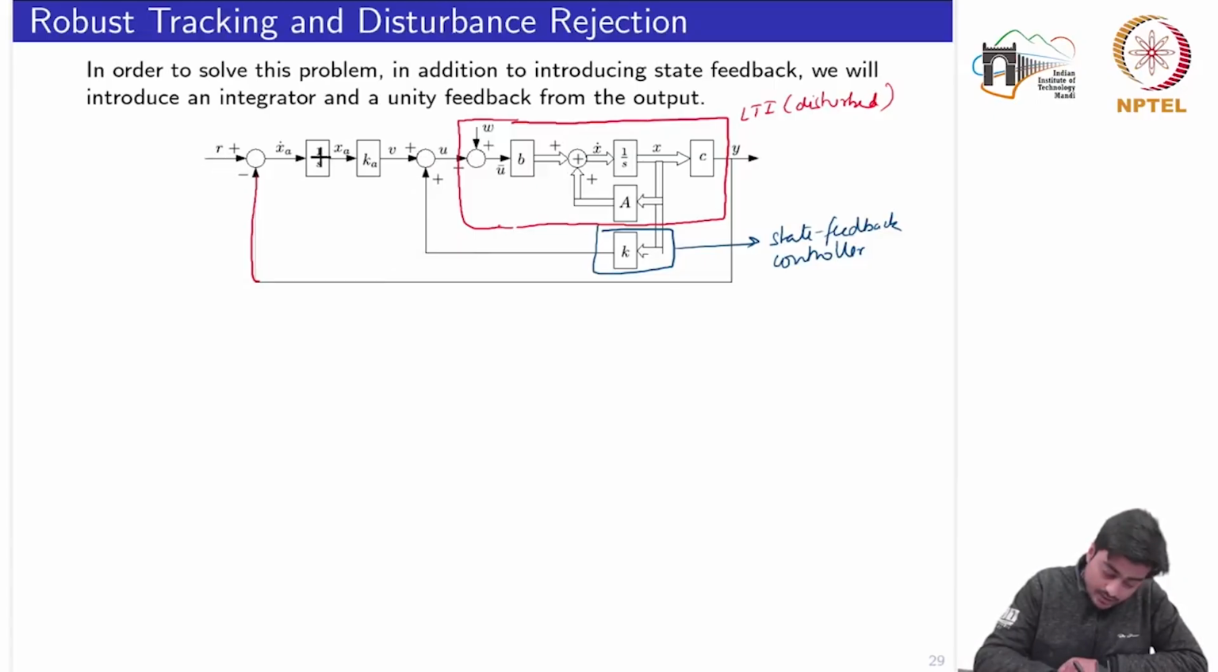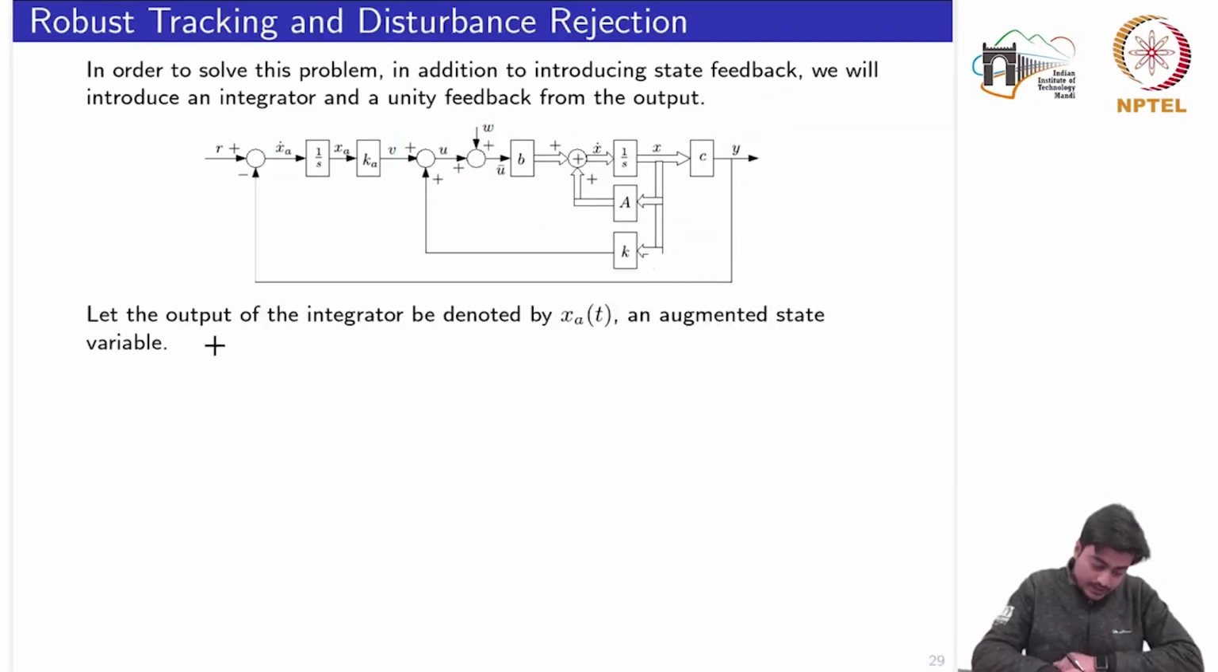Now this is the reference signal which we want to track. In between this path we have introduced an integrator with gain ka. Now we have two design parameters once again: one is k and another is ka. We are going to explore this control structure a bit to finally solve our problem.